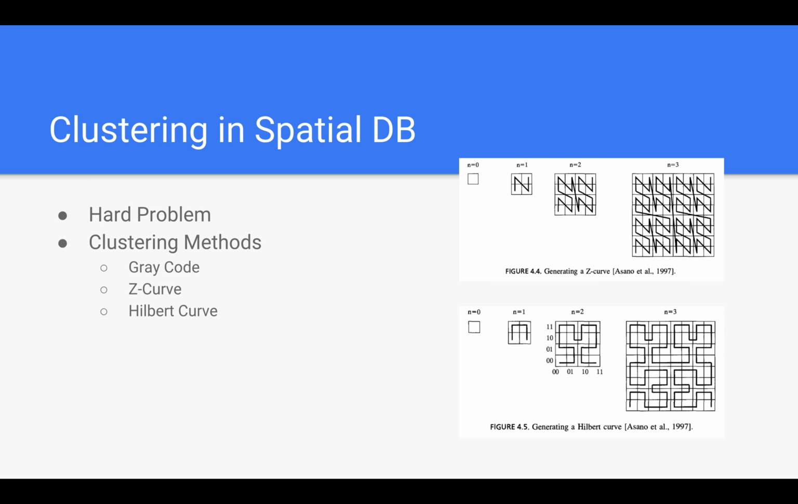And since the data stored in disk is one-dimensional, while our spatial data can be multi-dimensional, our task becomes harder. So there are several ways to map the multi-dimensional data to one-dimensional data. There are three methods I mentioned inside the book. One is the Gray curve. The second one is called the Z curve. The third one is called the Hilbert curve. And here are some pictures of the Z curve and the Hilbert curve.